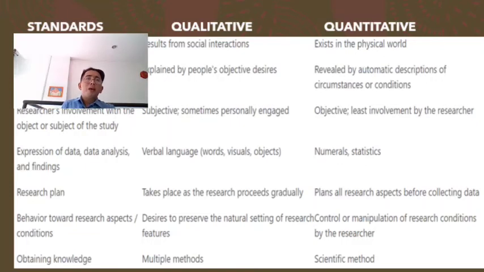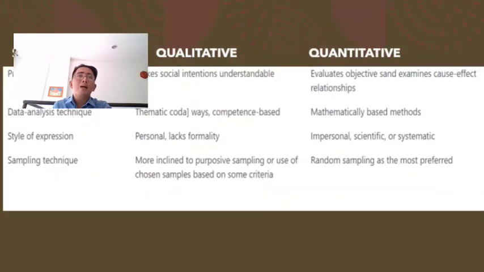Next, behavior toward research and aspects of condition. Desires to preserve the natural setting of research features, that's qualitative, and quantitative is control or manipulation of research conditions by the researcher. So what we usually call, it usually involves experimental research, wherein there is a control group, okay, and then an experimental group at the other side. Obtaining knowledge. How do we obtain knowledge in qualitative? It's multiple methods. However, in quantitative, it's the scientific method. It's a step-by-step process.